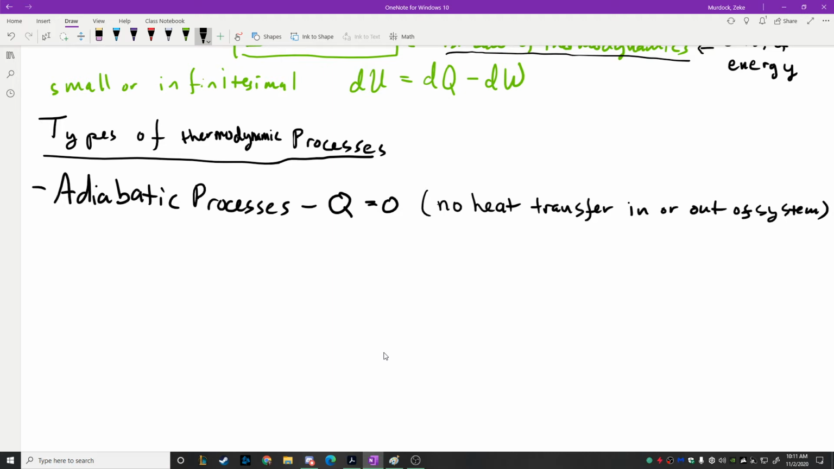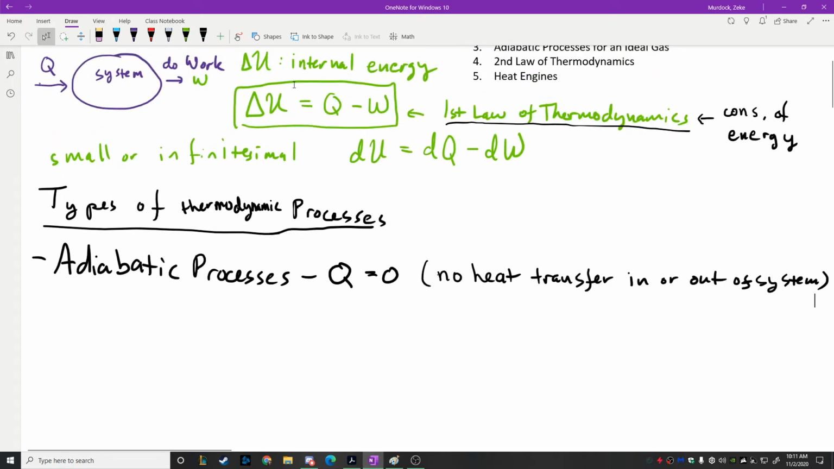Which means Q is equal to 0, okay? And if we look back to our equation right here, if Q is equal to 0, then we know delta U is just equal to negative W, right? So in this particular process, for an adiabatic process, we're always going to know that delta U is going to be equal to negative W. In problems that you'll see, they'll specifically say "in an adiabatic process." So you'll immediately have to know.